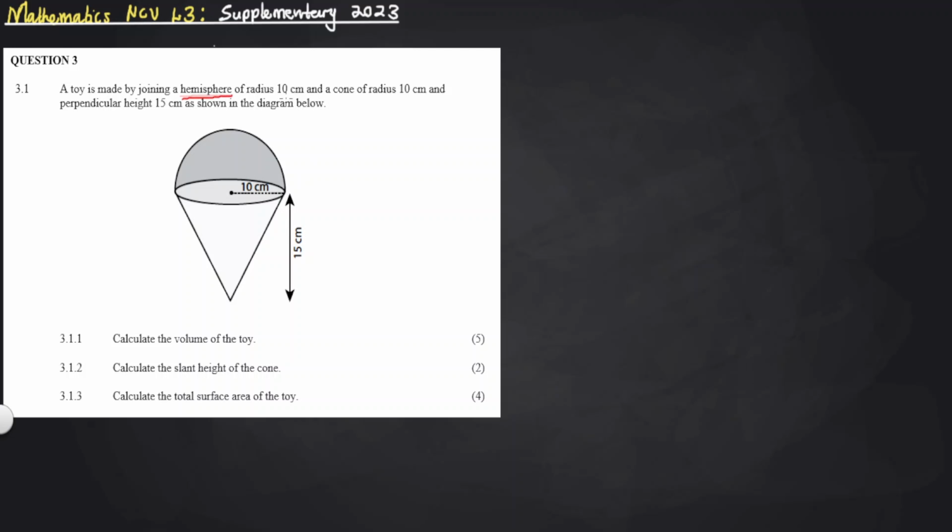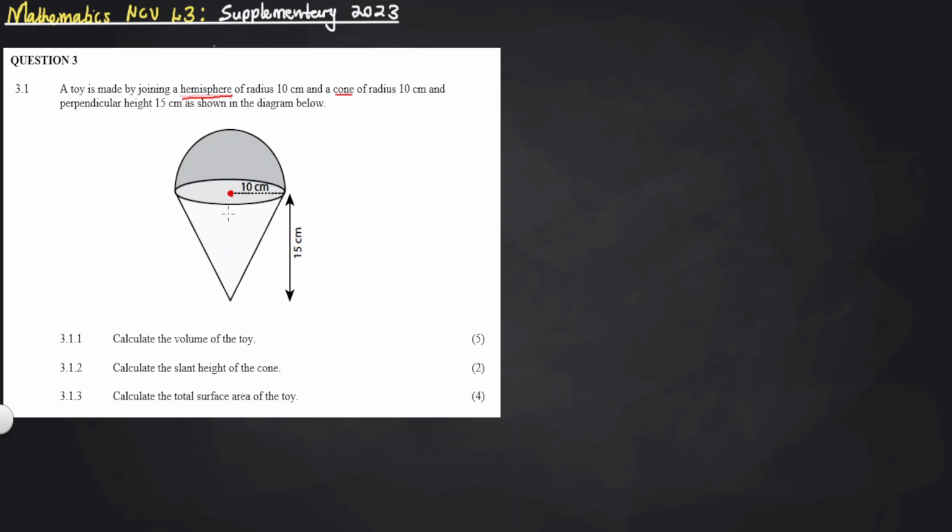We have a hemisphere of radius 10 centimeters and a cone of radius 10 centimeters again, and a perpendicular height of 15 centimeters. A perpendicular height is the height from the center of the circle going all the way up to the vertex of the cone. The vertex is that pointy part of the cone. It measures 15 centimeters. Both the cone and the hemisphere have an equal radius, which is 10 centimeters.